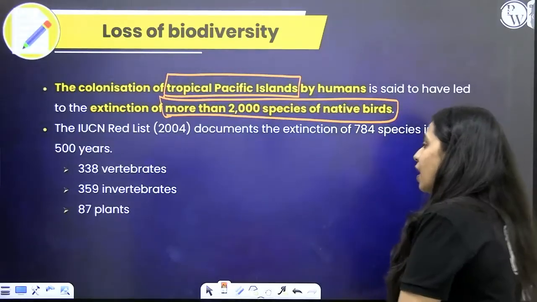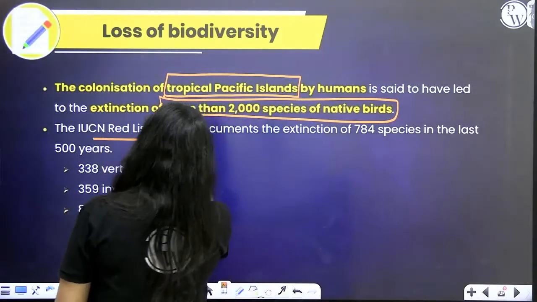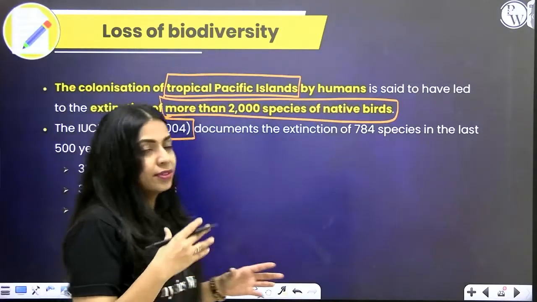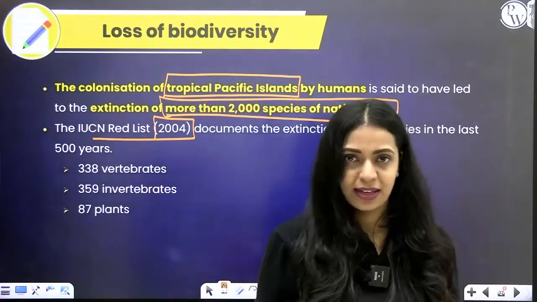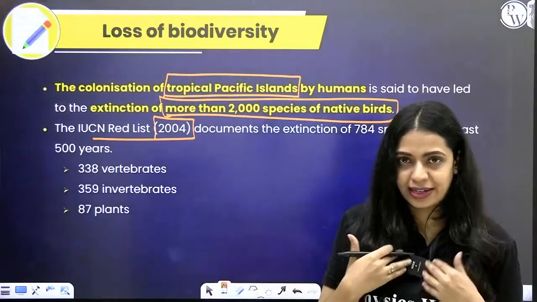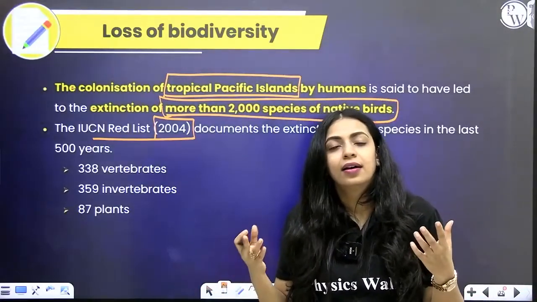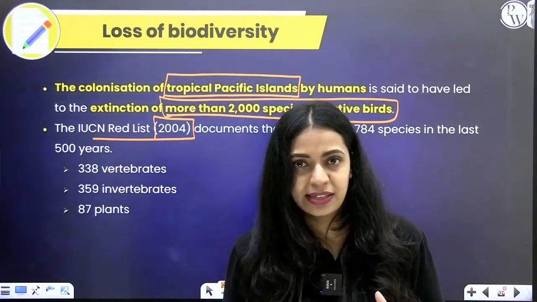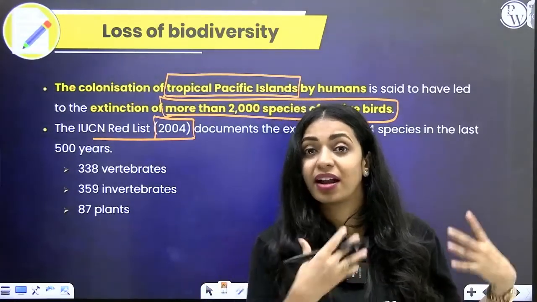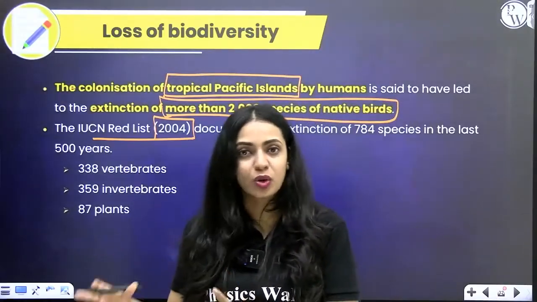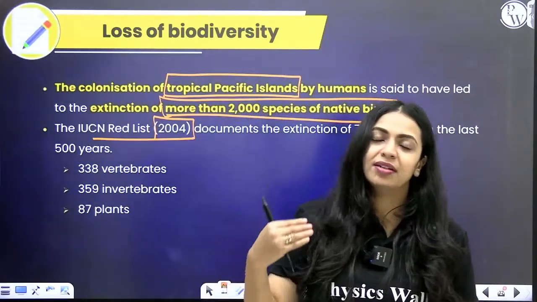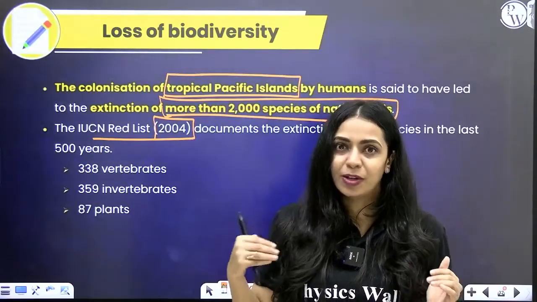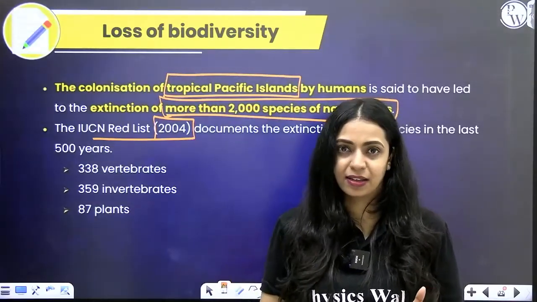So the IUCN Red List basically documents the threat the different species are facing. Some species face no threat, like us humans. There are some species that, if you don't take action, will go extinct. There are some species that are extinct in the wild, but you can find them only in zoological parks. So different species are given different tags based on how much of a threat they are facing. Okay?